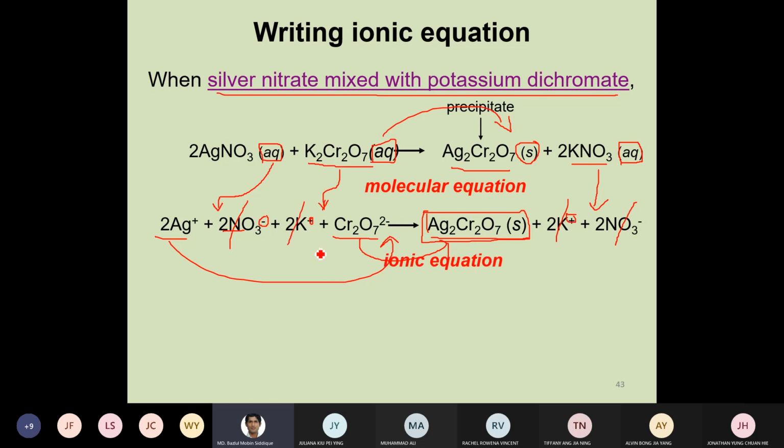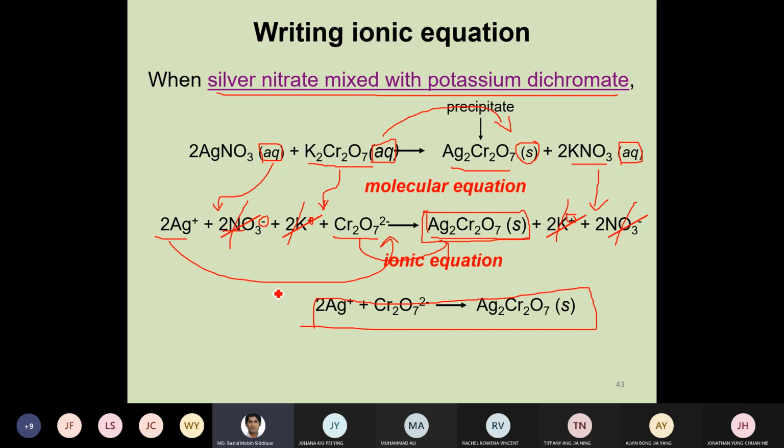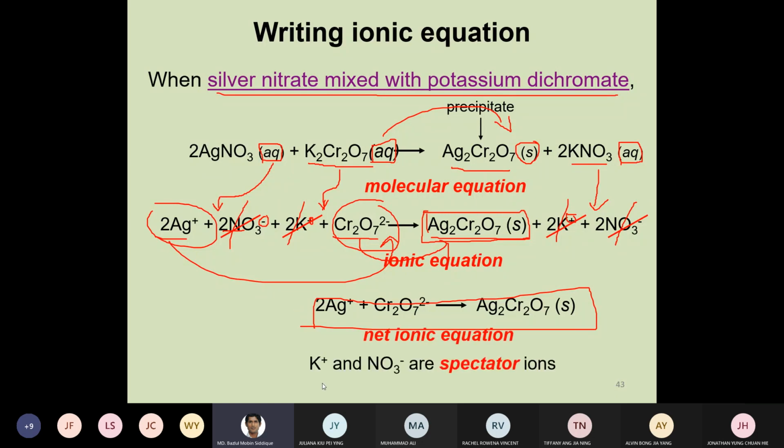So this is the ionic reaction we wrote, and after we cancel these out, this will be the net ionic reaction. So this involves potassium, silver and chromate and silver chromate. This is the net ionic reaction.